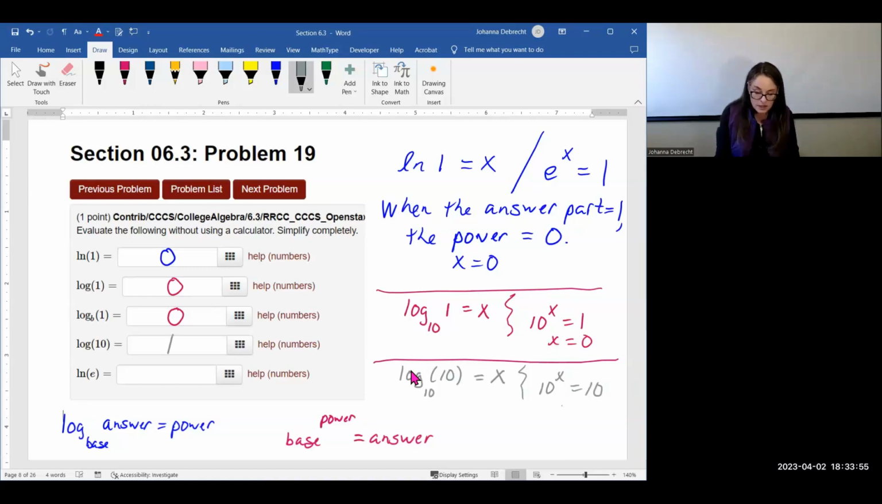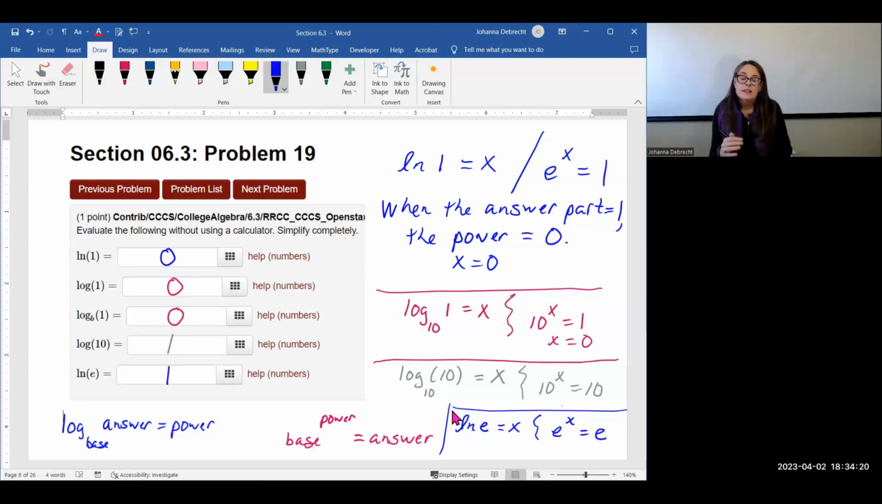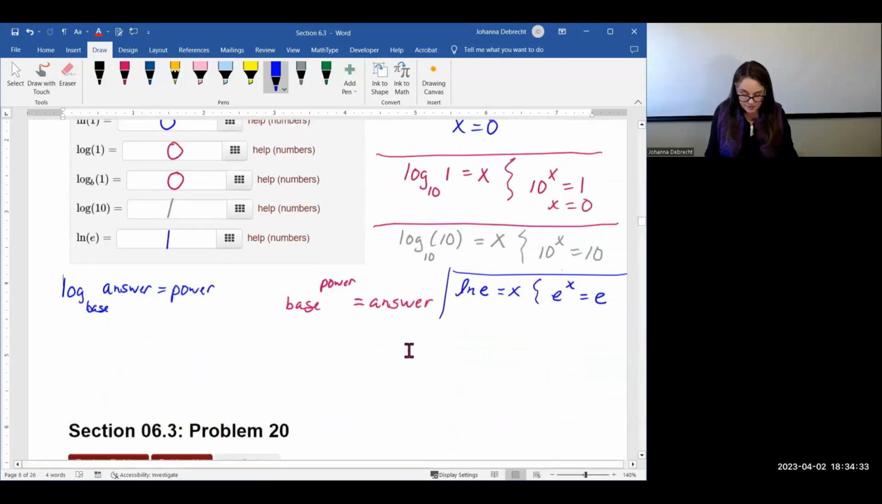What about the natural log of e? We're going to see that this one is very, very similar to the one that we just did. So when we look at this next one, and I'm running out of space, I have natural log of e, and I don't know what it is, so I'll say equals x. This is the same thing as writing e to the x equals e to the first. Well, again, x has to equal 1. So again, this is saying that when the answer part can be written as a power of the base, then the power is just that power on the answer part, the same as the base, right?